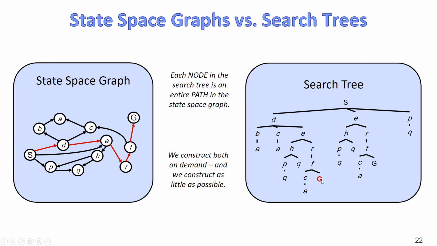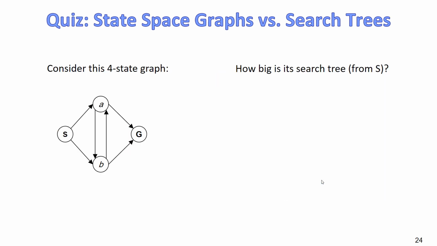We still didn't say the exact algorithm, but that's the nature of the search algorithm. We expand this search tree in some order until we find a solution, or maybe we can declare that we couldn't find any solution. Here is a quick quiz for you. Consider this state graph that has only four states. Tell me how big the search tree is, starting from the start state, for this graph.